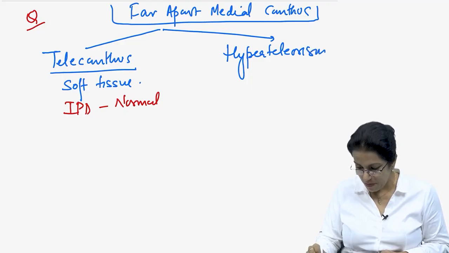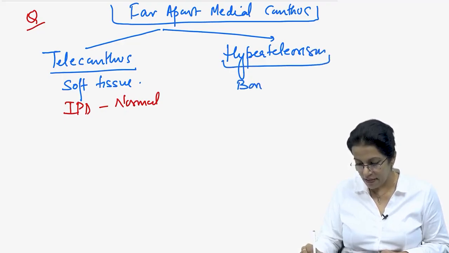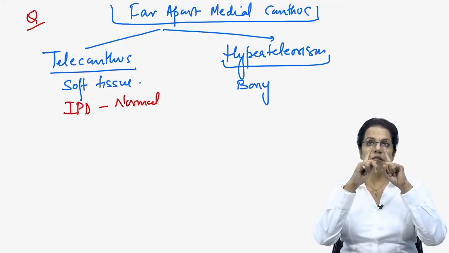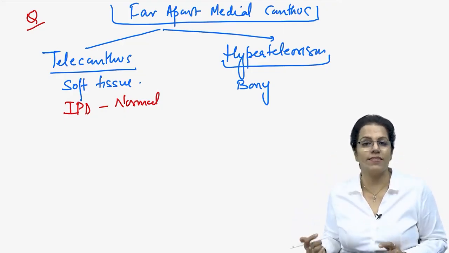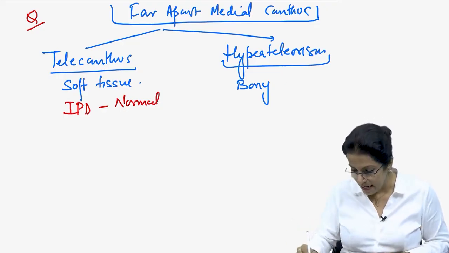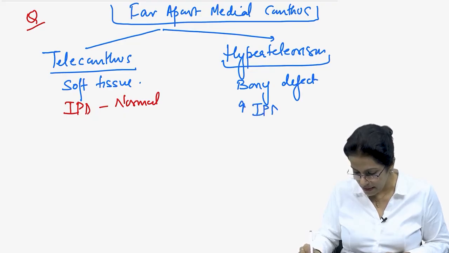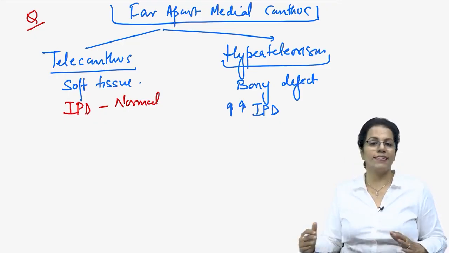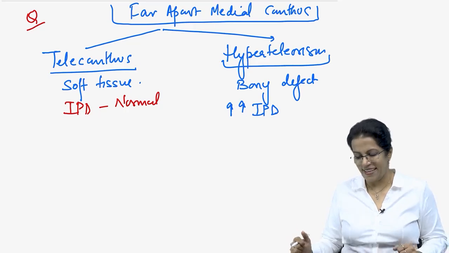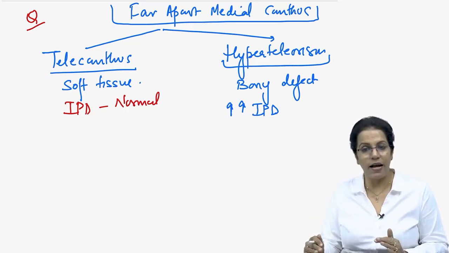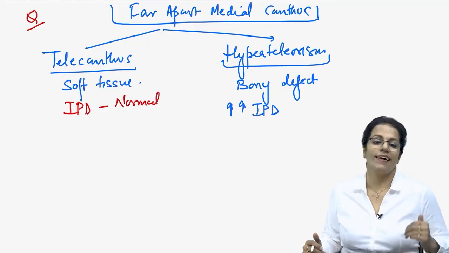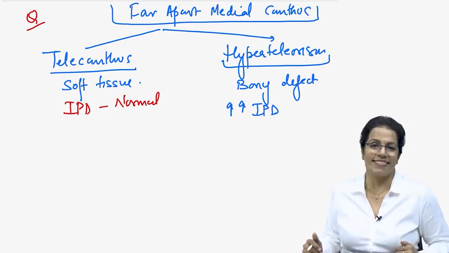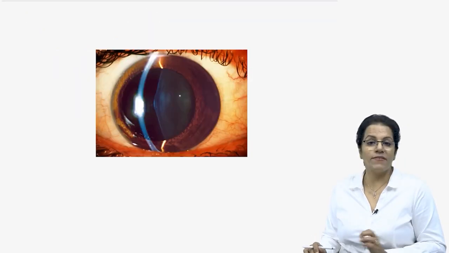Hypertelorism is a bony defect. Understand? Suppose the two medial walls of the two orbits are far apart. There is a broad nasal bridge. This is your bony defect, and the bony defect leads to increased interpupillary distance. So more IPD is hypertelorism, a bony defect. Normal IPD with a soft tissue problem is telecanthus. I hope it's clear.